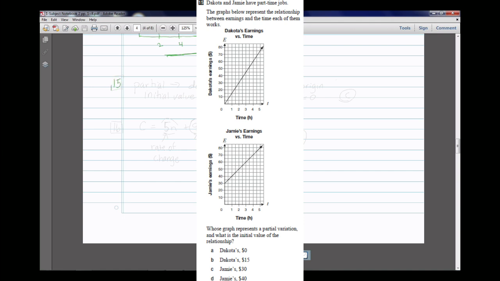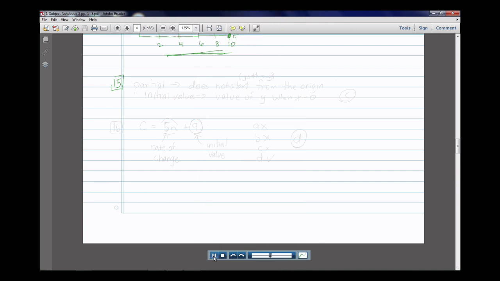Multiple choice number 15 reads, Dakota and Jamie have part-time jobs. The graphs below represent the relationship between earnings and the time each of them works. And they give you two graphs of earnings versus time. And they want to know which graph represents a partial variation and what is the initial value of the relationship.